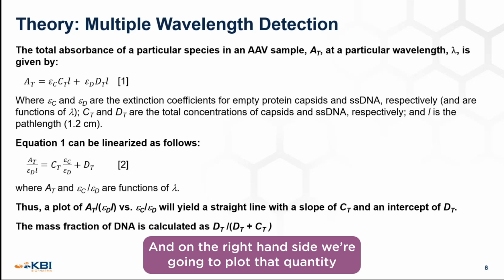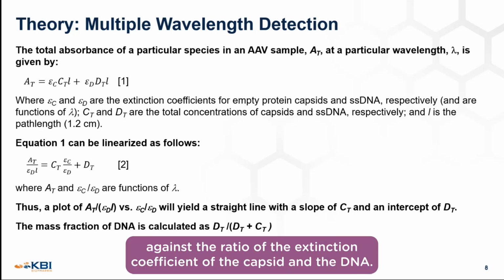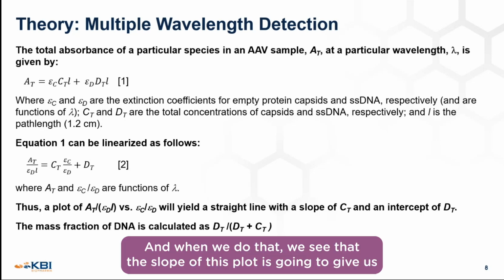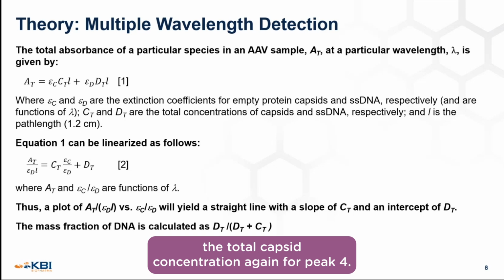On the right-hand side, we're going to plot that quantity against the ratio of the extinction coefficient of the capsid and the DNA. When we do that, we see that the slope of this plot is going to give us the total capsid concentration, again, for peak 4. And the intercept is going to give us the total DNA concentration for peak 4.